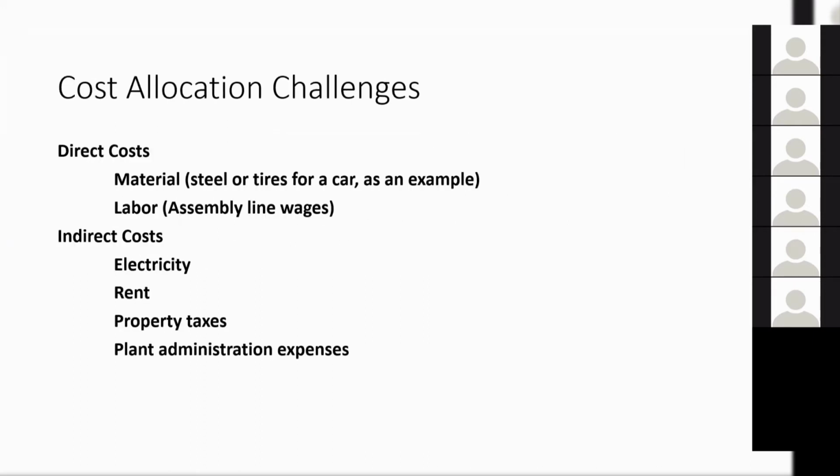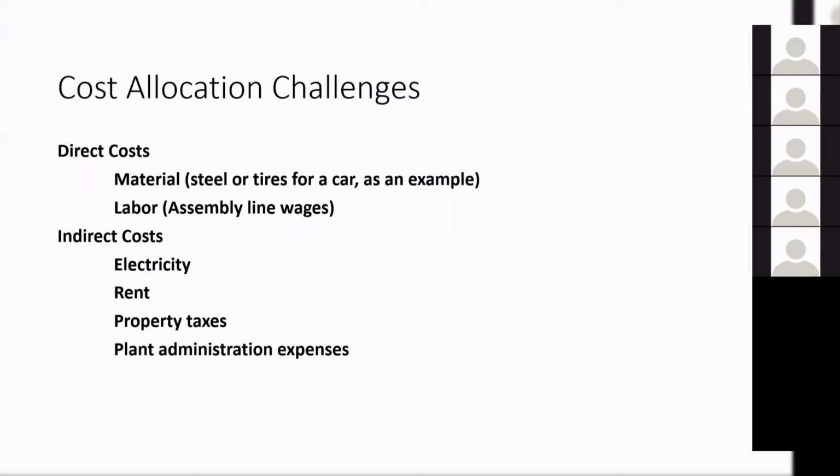To get a better understanding of the types of items that fit into each type of cost, direct or indirect, we present some examples on this slide. So we have direct costs of material, steel or tires for a car as an example, labor, the assembly line wages, and then we have the indirect costs. A lot of times, I call those manufacturing overhead costs.